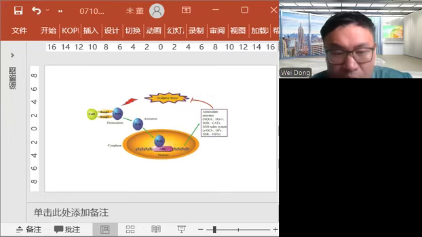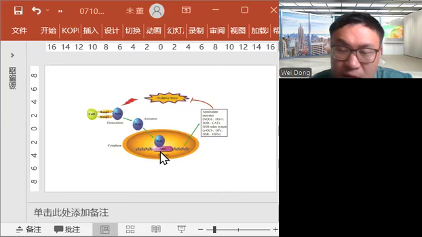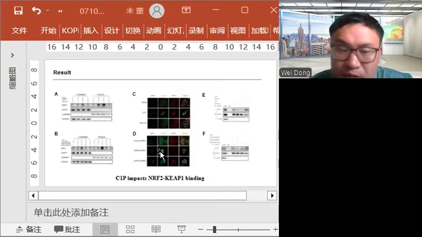So our research found that C1P does indeed impact the interaction between NRF2 and KEAP1, as demonstrated through various techniques such as nuclear cytoplasm separation and co-localization and pull-down experiments.